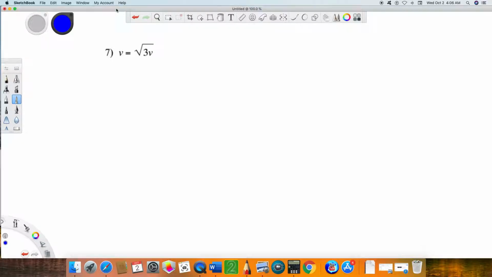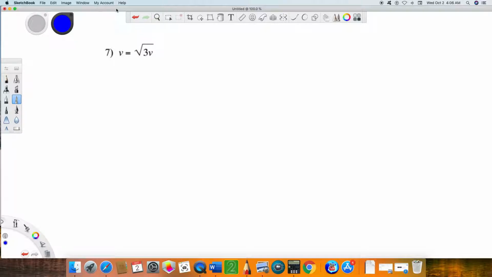Let's take a look here at problem number 7. We want to solve this radical equation. We always look to see if the radical term is by itself. And in this case, on the right-hand side, it is. To get rid of that radical, we'll square it. And to balance the equation, we'll square both sides.